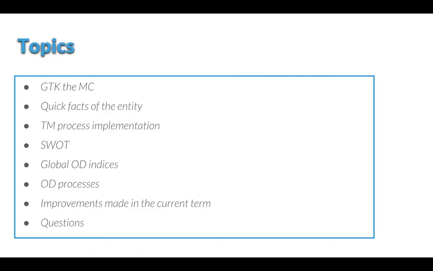So, these are the topics we'll be covering today. First, get to know the MC. I'll be doing a brief introduction of myself. I'll give a quick fact about the entity to provide some context to the TM process implementation, and then I'll talk a bit more deeply into the TM process implementation. We'll look at SWOT analysis of TM in the entity, and then we'll go into OD. So we'll look at the global OD indices. We'll be looking at the OD processes, the improvements made in the current term, and then I'll be taking any questions that you might have.